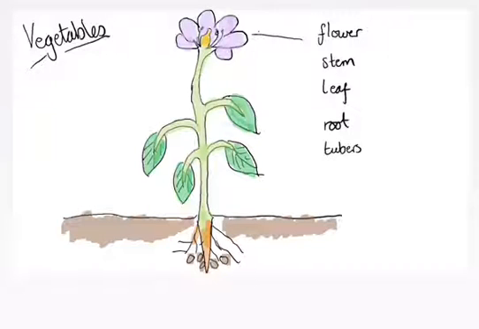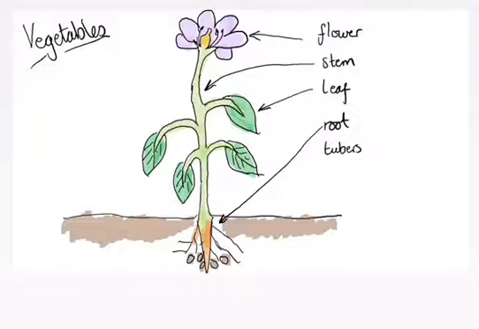The flower is that bit. The stem is the bit that holds everything up. The leaf are the green leafy bits. The root is down here. And the tubers, which we might not have talked about before, are bits on the roots that aren't actually roots. They're a type of stem that stores stuff for the plant for later.